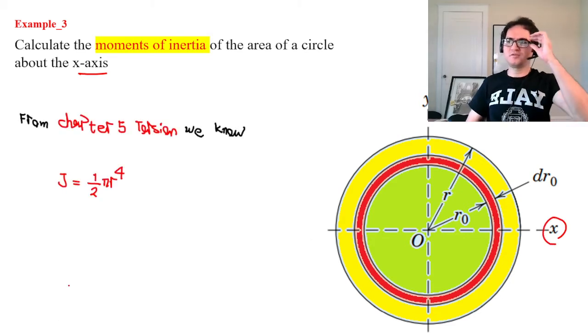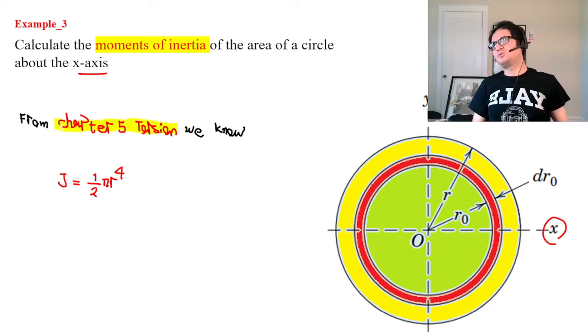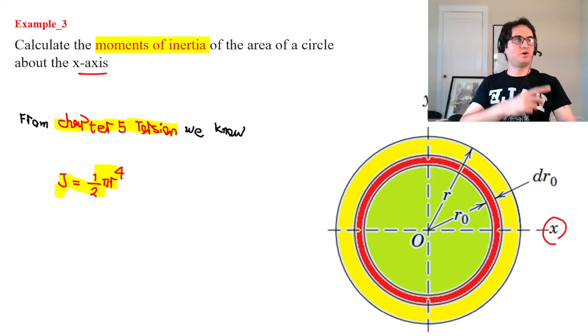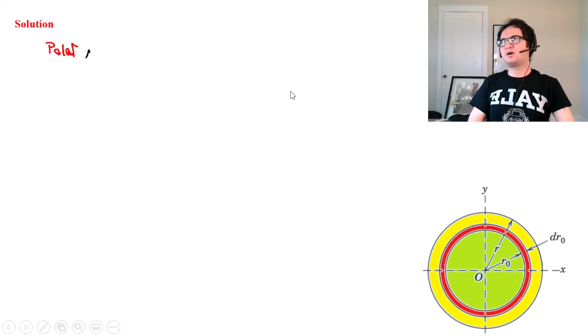If you remember from chapter 5, which is torsion, we know the polar moment of inertia J is a half of pi times r to the power of 4. If you just consider a solid circle with the radius r, then you get the polar moment of inertia of a half of pi r to the power of 4. Let's see how that works.